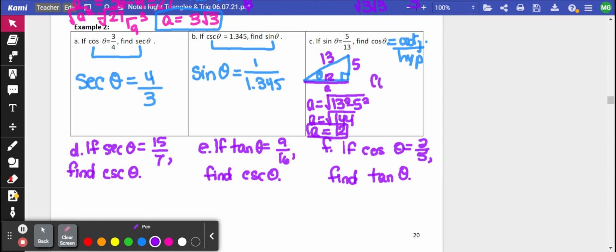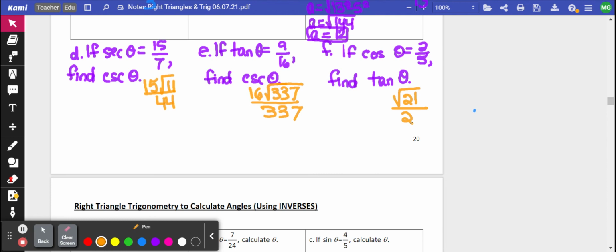which means the cosine of theta, now that we've calculated the adjacent side, we can write to be 12 over 13. Okay, so you're going to have some fun doing D, E, and F, which I've written there for you. And I think that's going to be the end of this video. So go ahead and do D, E, and F, and I will give you the answers in a little bit.